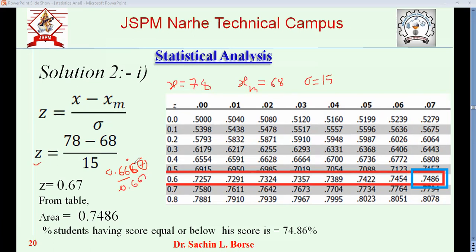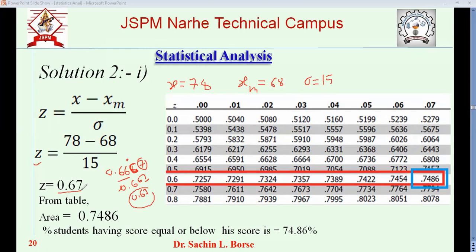It is 0.667, and the digit here is 6. So again I want to eliminate this one. It is more than 5, so it will again become 0.67. So our answer is Z equals 0.67, because we need only 2 digits. Now see the table.